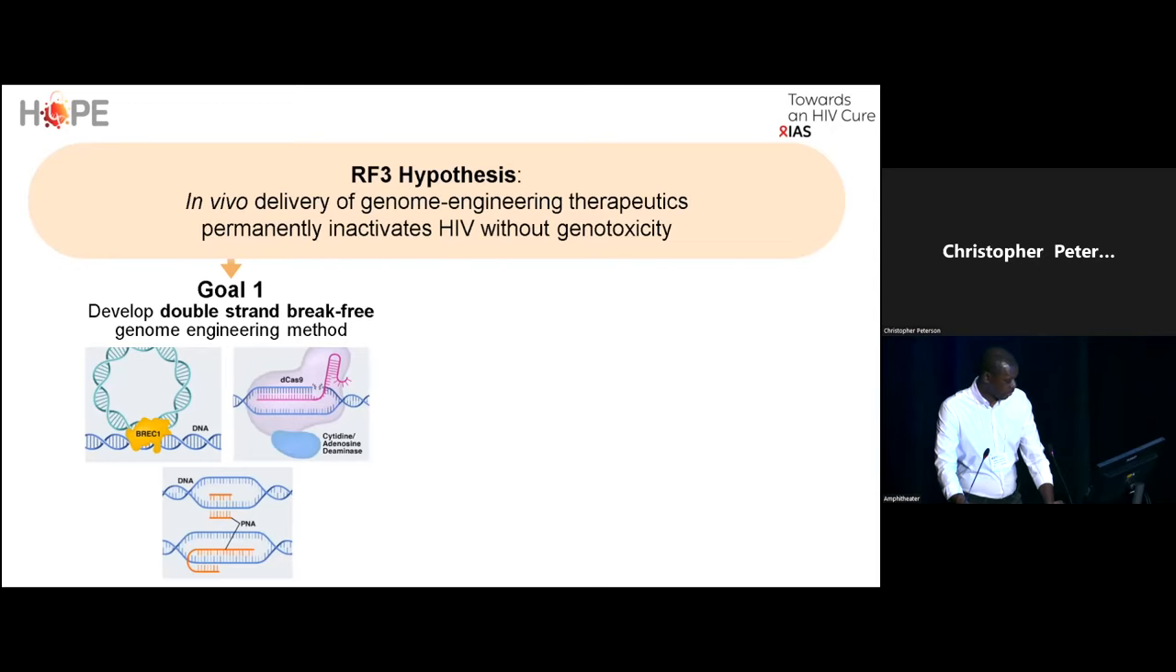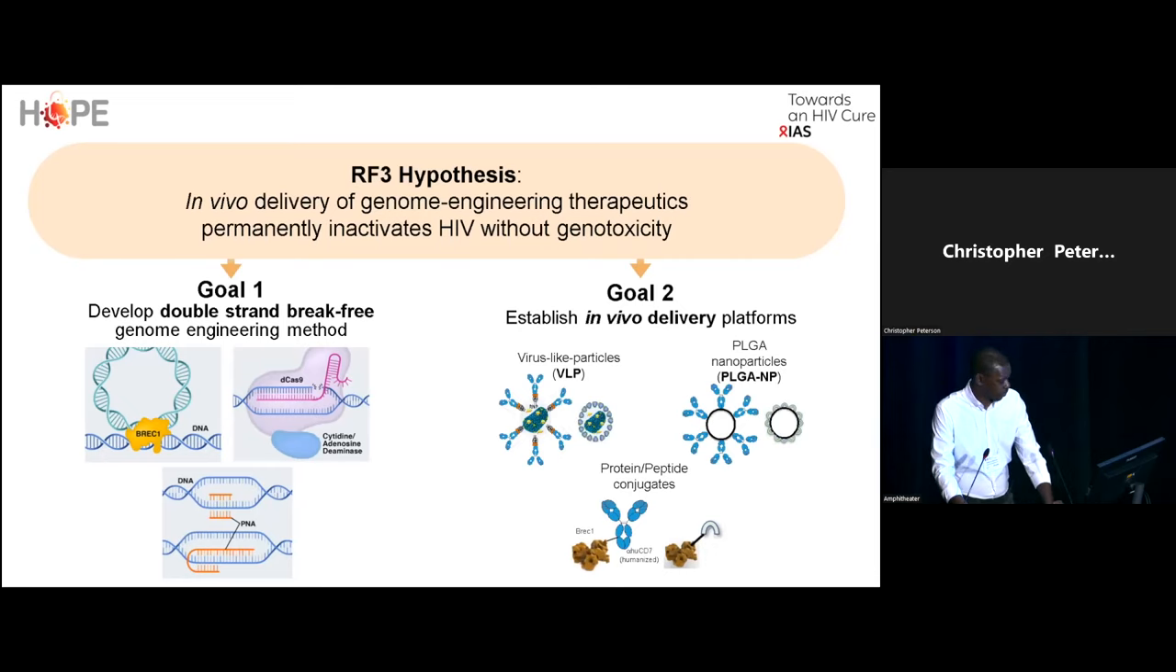For other processes of genome engineering, we'll talk about base editing to try to delete certain bases, but also using peptide nucleic acid methods to try to silence and permanently inactivate the genome. A second challenge, obviously, is delivery, and we've got three different approaches that we're going to be looking at.